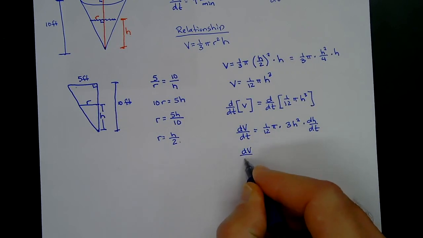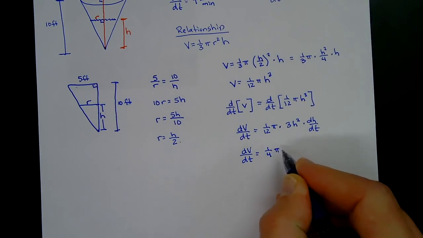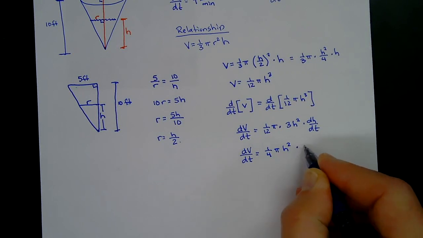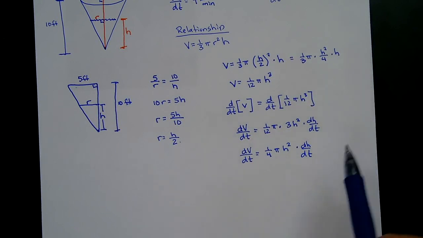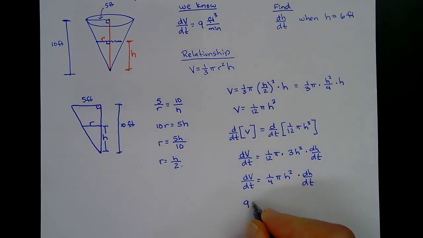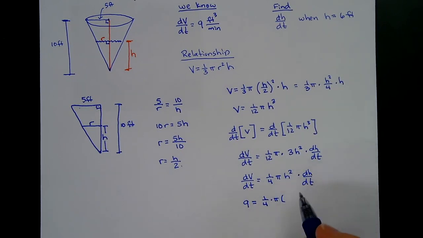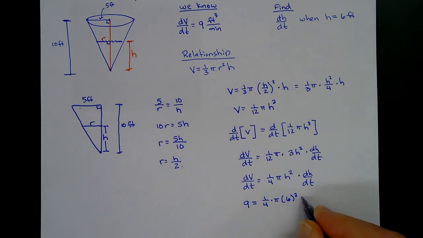So dV over dt is equal to 1/4 pi h squared times dh over dt. So now I can substitute everything in. dV/dt I know from up here, it's 9. So 9 is equal to 1/4 times pi times my height. So the dh/dt is going to be dependent on dV/dt and also your h. That's why I had to give you the h here, of 6 feet. So that'd be 6 squared, and then times dh over dt.